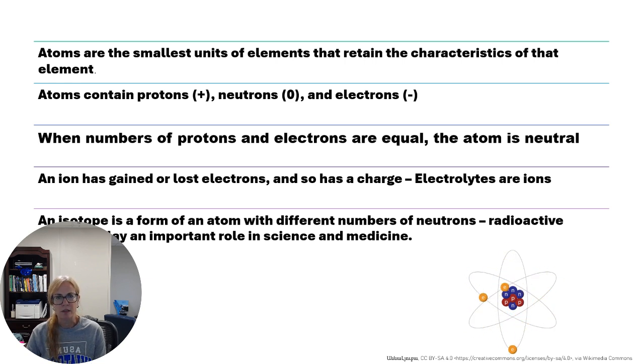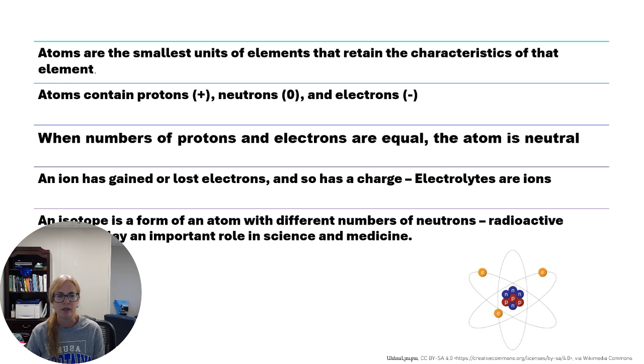So atoms are the smallest units of elements that retain the characteristics of that element, meaning that when you get down to the level of, for example, a hydrogen atom, a hydrogen always has one proton, and that is what gives hydrogen its identity and its behavior, and is why it is classified the way that it is. So hydrogen would be different than something like, for example, oxygen. Oxygen has 8 protons, which gives it very distinct characteristics. And anything with 8 protons is going to be an oxygen, so it determines the identity of it.